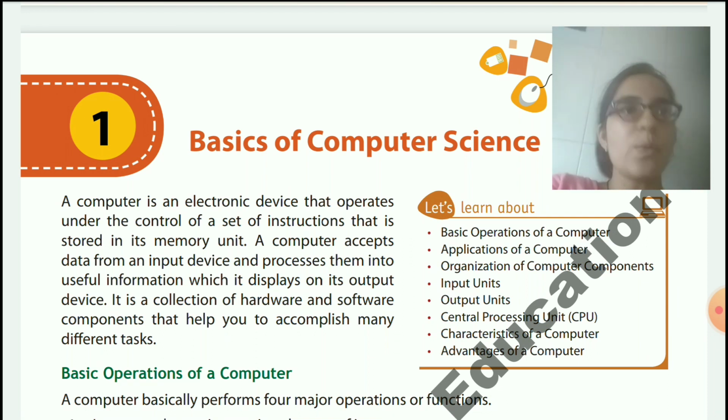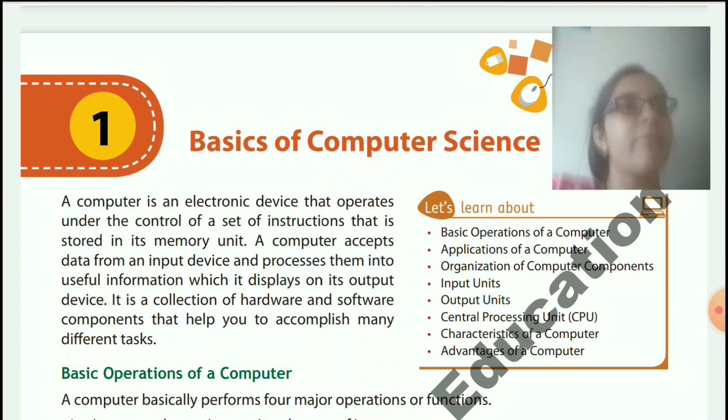In earlier times, when computers were not invented, people used fingers, stones and pebbles to calculate. But after the invention of computers, calculations became easier and more accurate. A computer is an electronic device that operates under the control of a set of instructions that is stored in the memory unit. A computer accepts data from an input device and processes it into useful information, which is displayed on its output device. It is a collection of hardware and software components that help you accomplish many different tasks.